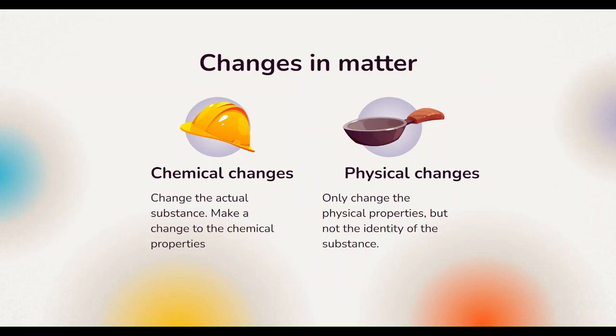So in addition to when we're thinking about those properties, if we have a change to those properties, we're going to call them either physical changes or chemical changes. Chemical changes change the actual substance, and they make a change to one of those chemical properties that we just looked at, whereas physical changes only change the physical properties, but they don't change the identity of the substance. So for example, cutting up a piece of paper, it's still paper, it's just cut up. That's a physical change. Burning a piece of paper, well, now I've made a reaction where that paper is turned into carbon dioxide and water vapor. And so that would be a chemical change.